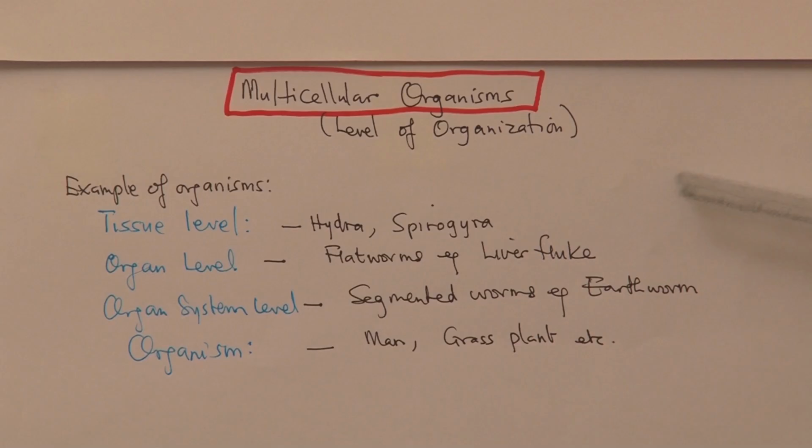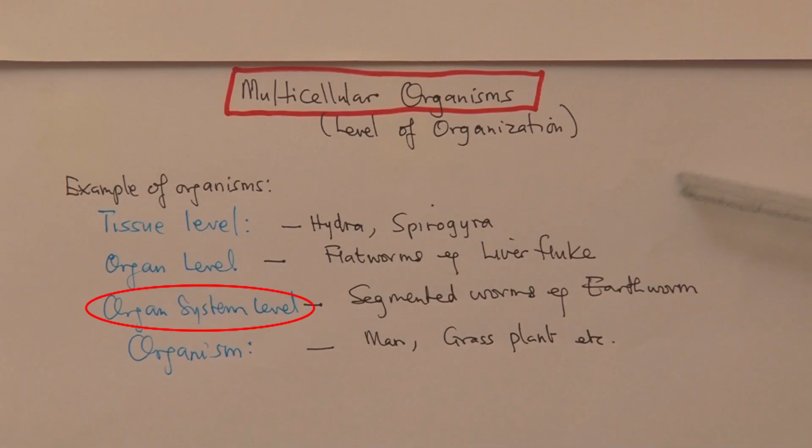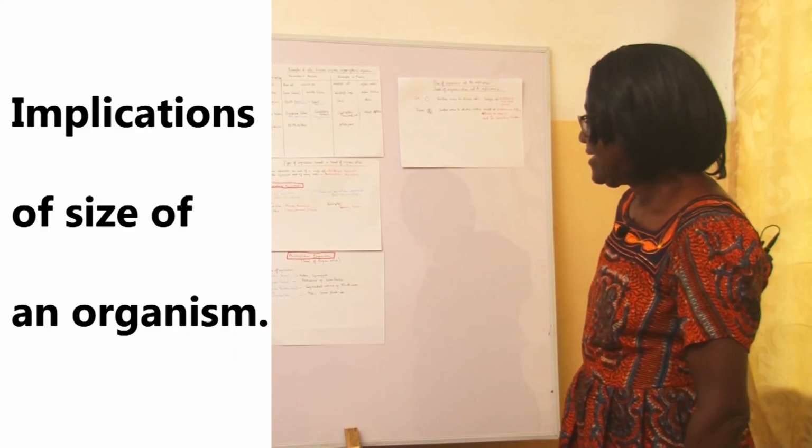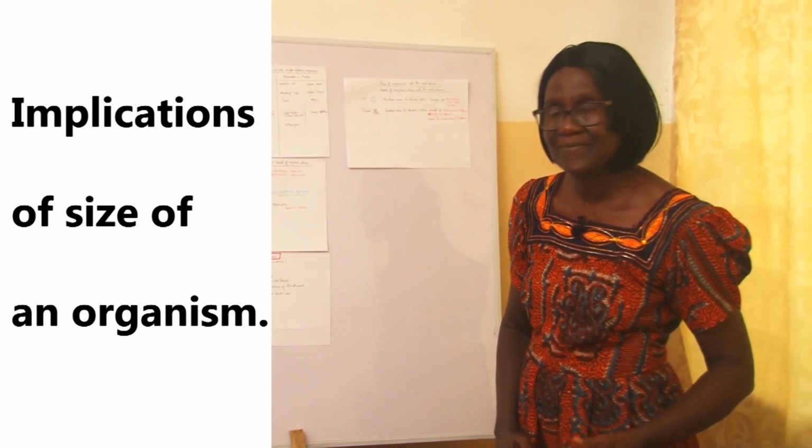Then you have organisms that end up as organs, flatworms. That liver fluke you find there is just an organ. Then some end up at organ system levels, that's segmented worms, earthworm. We'll look at these in a bit more detail, and then you have organisms like man. So even in the multicellular organisms, there are various levels of organization. Very neat. Good. Now that we have all this, what are the implications?